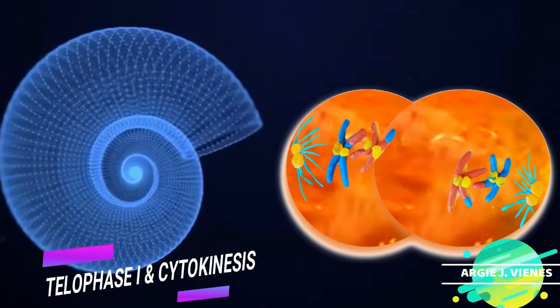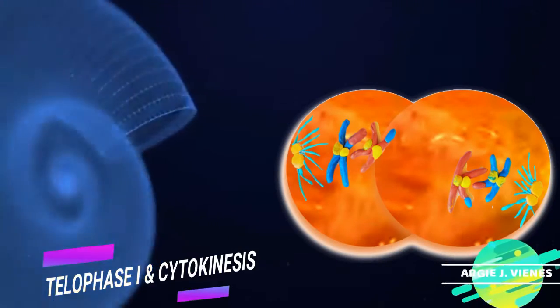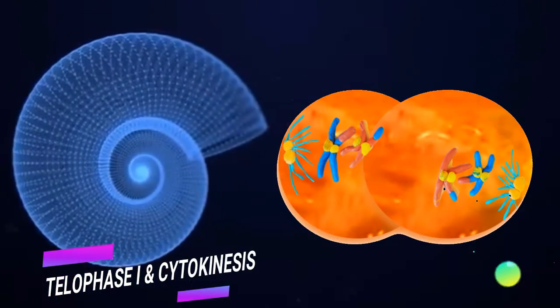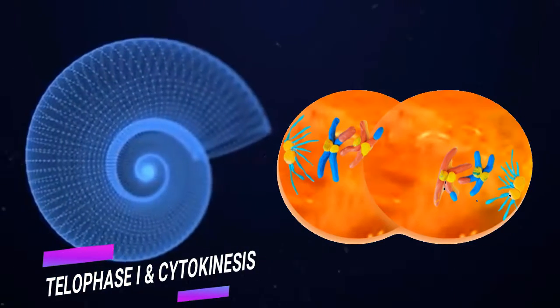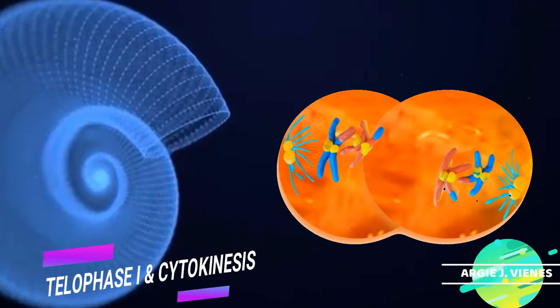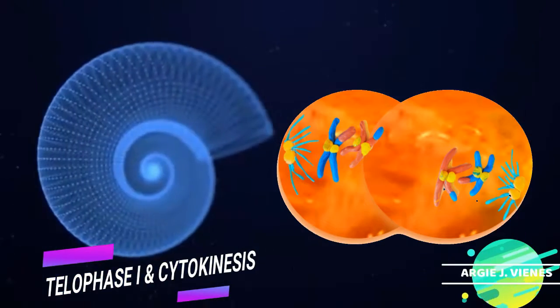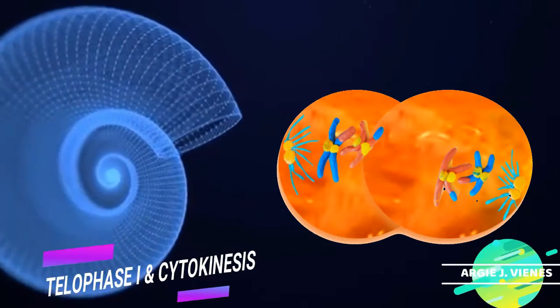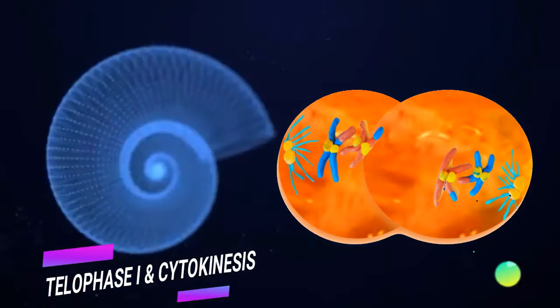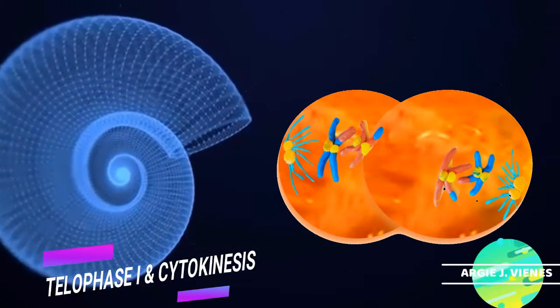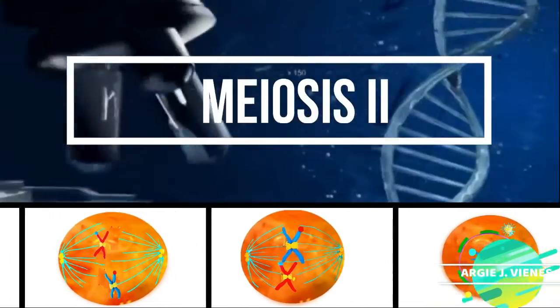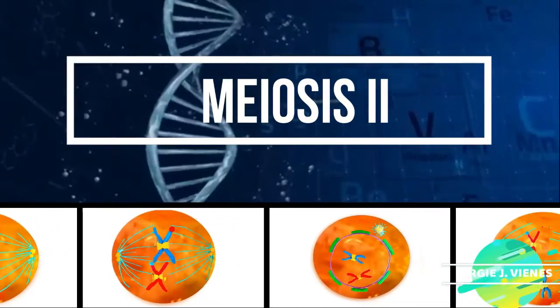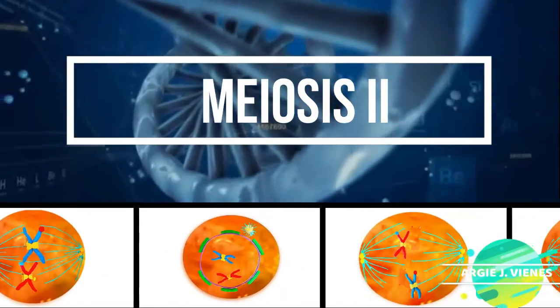Telophase 1 and cytokinesis. During telophase 1 and cytokinesis, chromosomes arrive at the poles of the cell and begin to decondense. A nuclear envelope forms around each nucleus, and the cytoplasm is divided by a cleavage furrow. The result is two haploid cells. Each cell contains one duplicated copy of each homologous chromosome pair. Meiosis 2. During meiosis 2, the sister chromatids within the two daughter cells separate, forming four new haploid gametes.